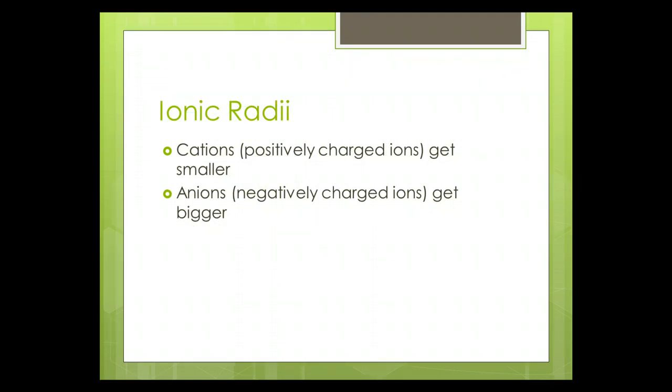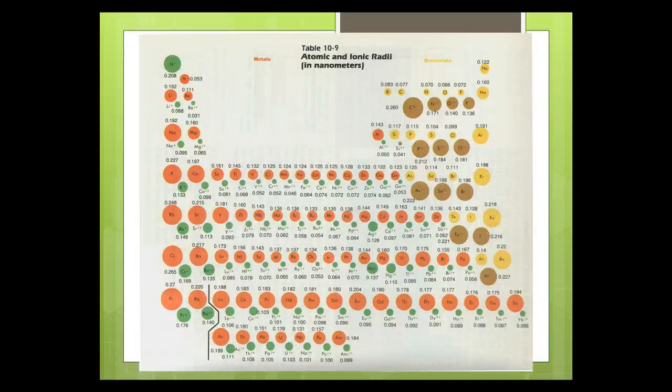Ionic radii. Cations are positively charged ions, and they always get smaller because now I have more protons than electrons. Anions are negatively charged, and so they always get bigger because now I have more electrons than protons, so it's harder to hold them close. Here is a picture of one of those.